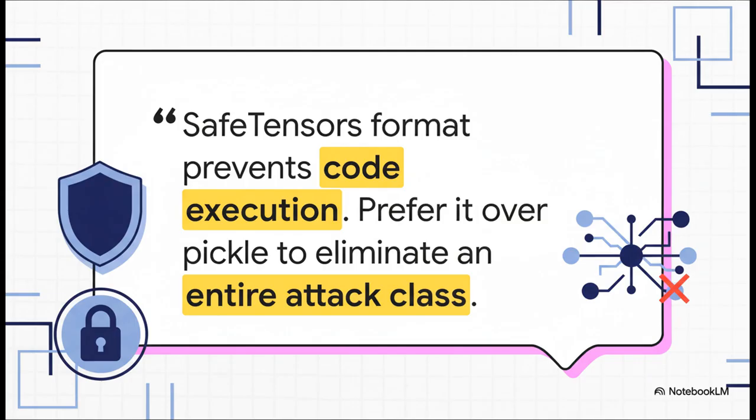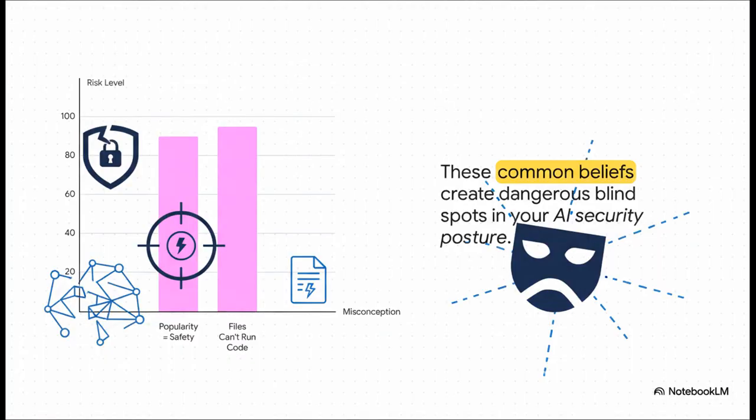That's a huge win. We also really need to tackle some dangerous misconceptions that are floating around. The idea that a popular model is automatically a safe model, that is just false. In fact, popularity makes it a bigger target. And, as we've seen, the idea that model files can't run code is just dangerously wrong. These kinds of assumptions create massive blind spots in your security posture.